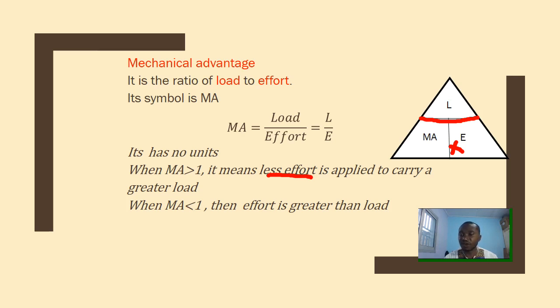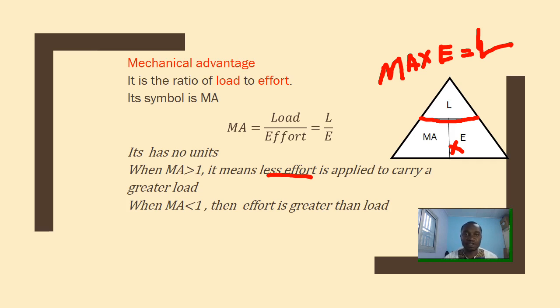So if they've given you the effort and the mechanical advantage to look for load, your formula becomes mechanical advantage times the effort, which will be equal to the load. You see that this one stands for multiplication. So if you are looking for the load, it will be mechanical advantage times effort. If you are looking for the effort, it will be load divided by mechanical advantage.